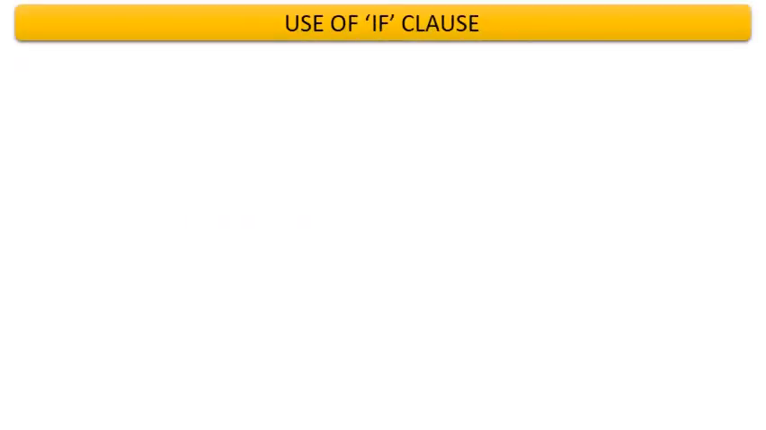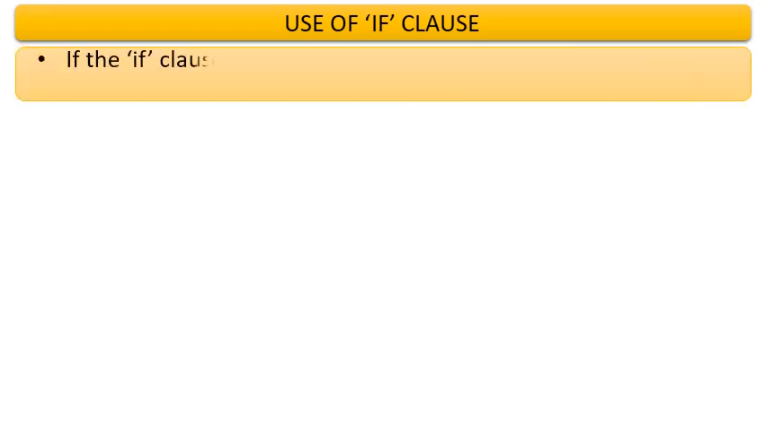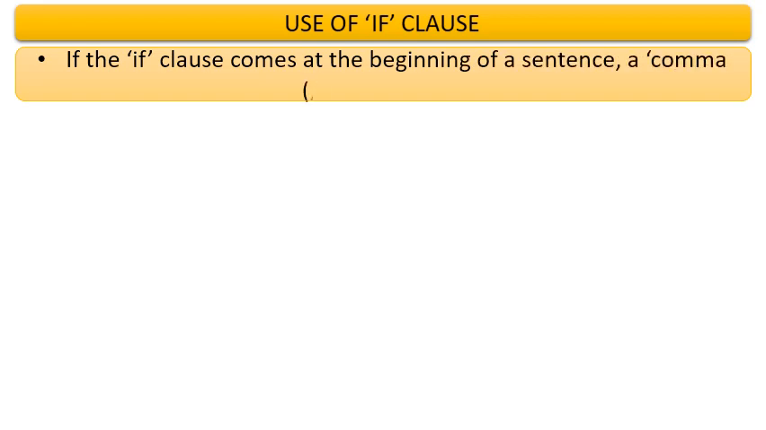There are certain rules to place if clause in the sentences. If clause can be placed in the beginning or at the end of the sentences. Or we can say the order of the clauses can change. Here are some rules to clarify it with examples. Number 1. If the if clause comes at the beginning of a sentence, a comma is usually used.